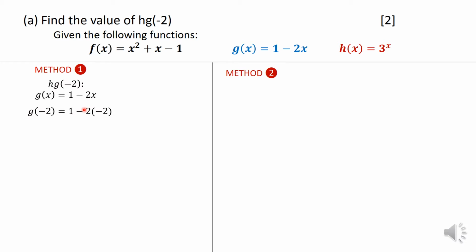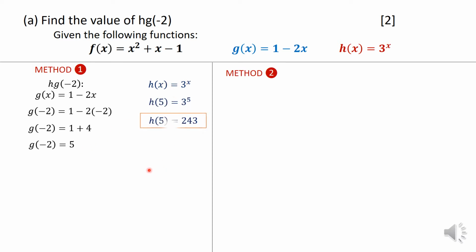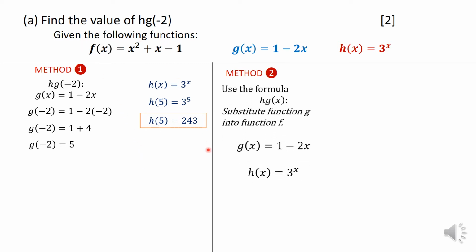And once I put -2 into g, I get an output of 5. And that answer, I'm going to take 5 and input it into function h. Function h is h of x equals 3 raised to the power of x. So now I'm going to simply put 5 everywhere we have an x there. That means that my answer will be 243. So hg of -2 is equal to 243.